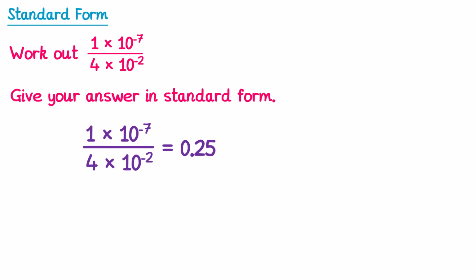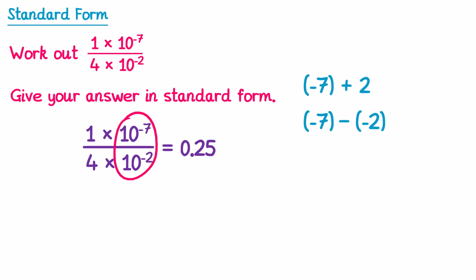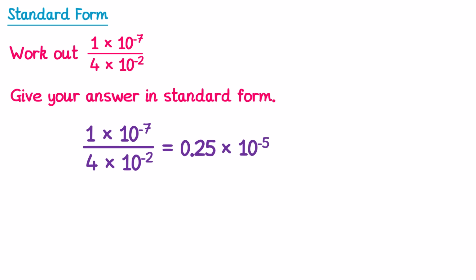Then if we move on to the powers, we've got 10 to the power negative 7 divided by 10 to the power negative 2. Here we need to subtract those powers, so we need to do negative 7 subtract negative 2. Once again here we need to be really careful with negatives. We're subtracting a negative number, which is the same as adding the positive version of that number. So this gives the same answer as negative 7 plus 2. Negative 7 plus 2 is negative 5. So we end up with multiplied by 10 to the power negative 5.